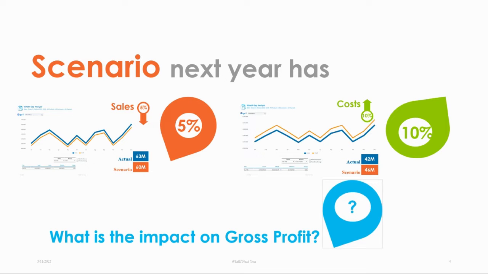We've set up our scenario with a 5% reduction in sales and a 10% increase in costs. And using existing data as a proxy for next year, we're asking the question, what's the cumulative impact on gross profit?